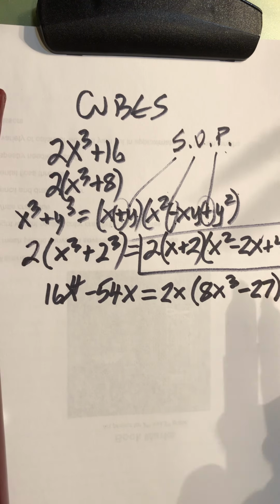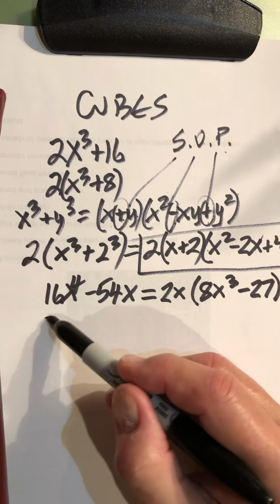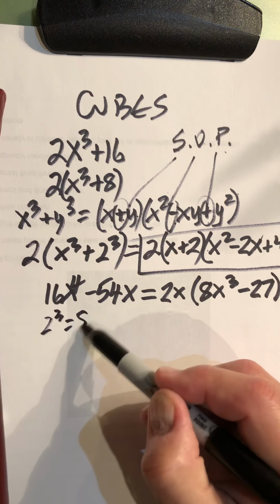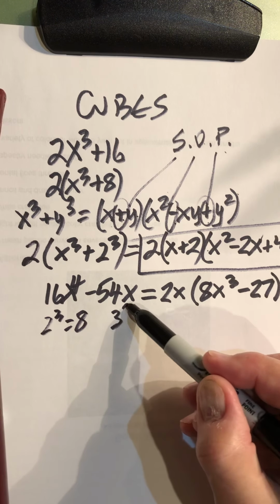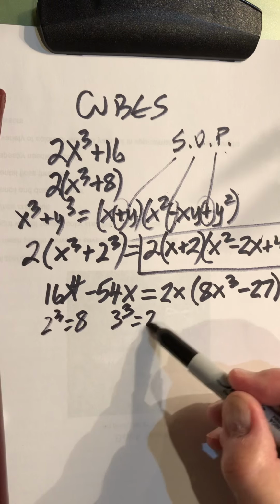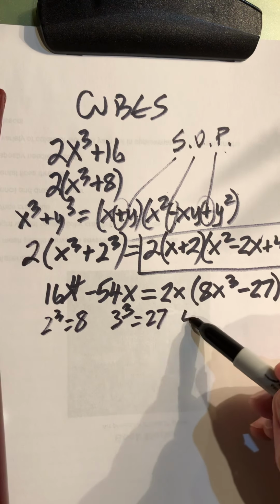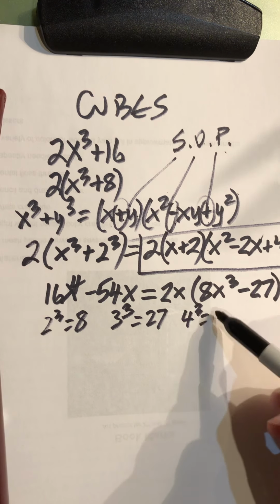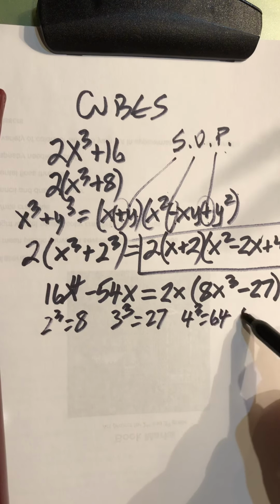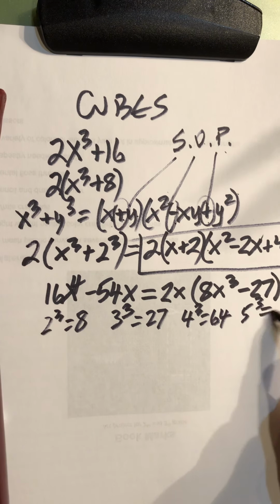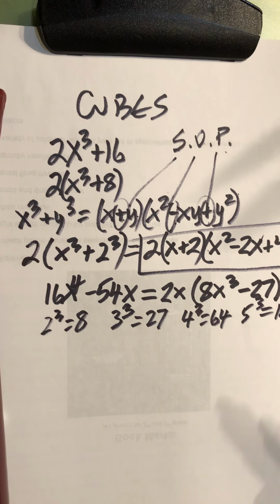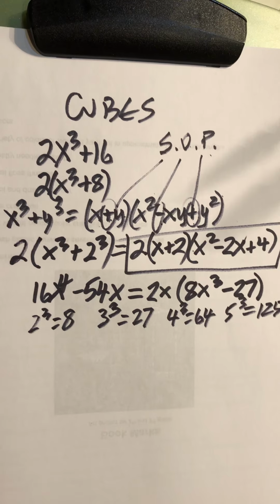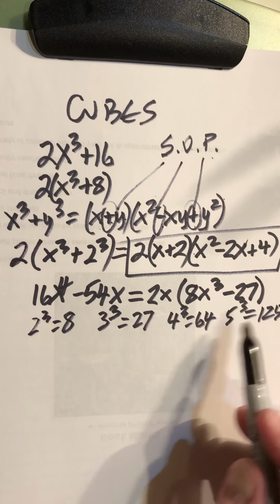Now here's where you need to recognize some things. 2 cubed equals 8. 3 cubed equals 27. 4 cubed equals 64. And 5 cubed equals 125. Those are numbers you ought to know in advance. You should just remember them. Okay, so what do I do now?